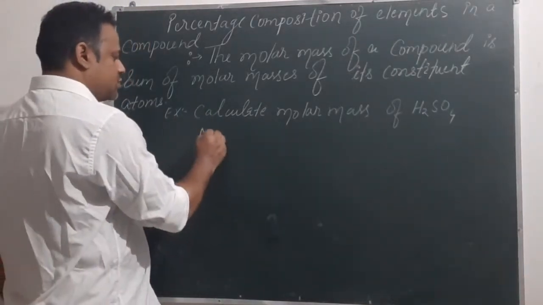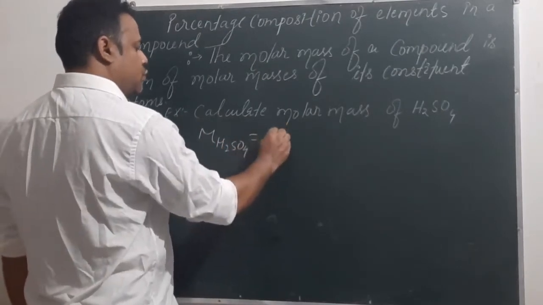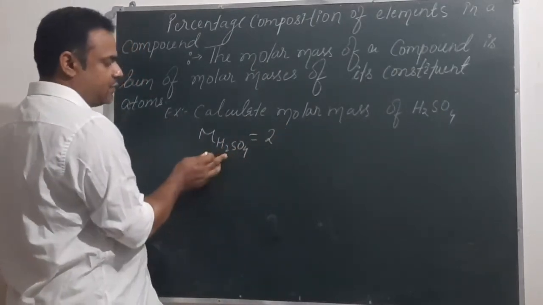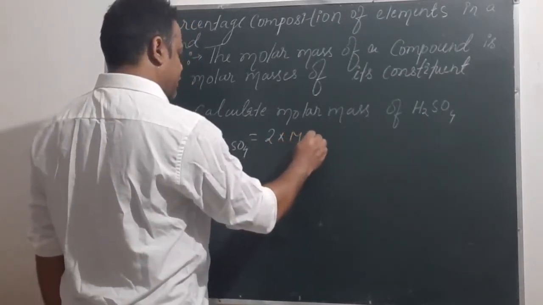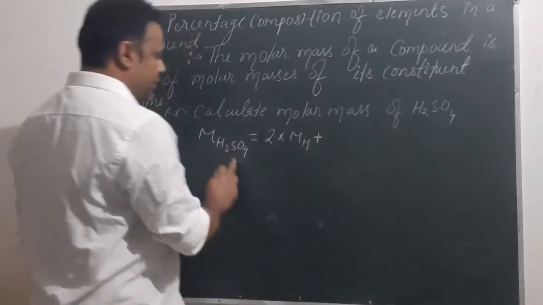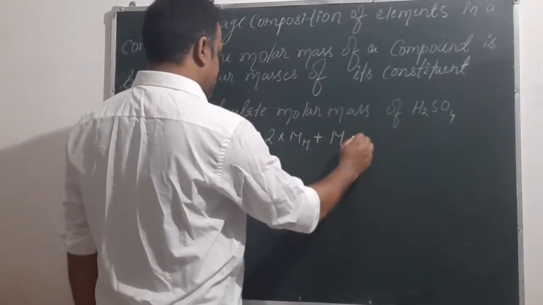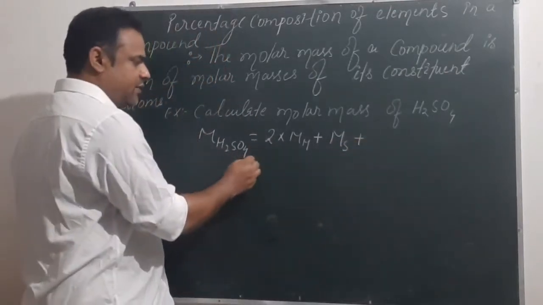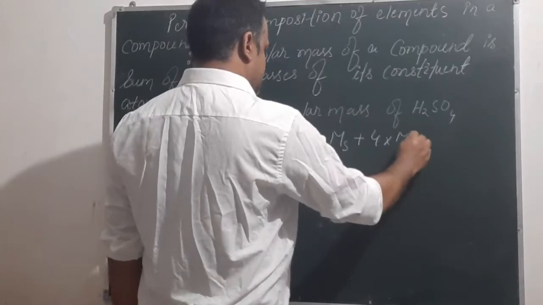So the molar mass of H2SO4 is given as 2 into, you can see how many atoms of hydrogen are there, 2. So 2 into the molar mass of hydrogen, plus how many sulfur atoms are there, only 1. So the molar mass of sulfur, and how many oxygen atoms are there, 4. So 4 into the molar mass of oxygen atom.